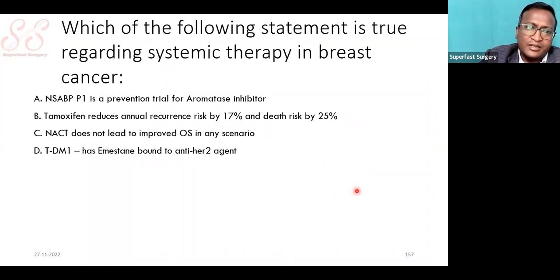Now let's test ourselves with this MCQ. Which of the following statements is true regarding systemic therapy in breast cancer? NSABP P1 is a prevention trial for aromatase inhibitor. Tamoxifen reduces annual risk by 17% and death rate by 25%. If you people are awake, please answer.